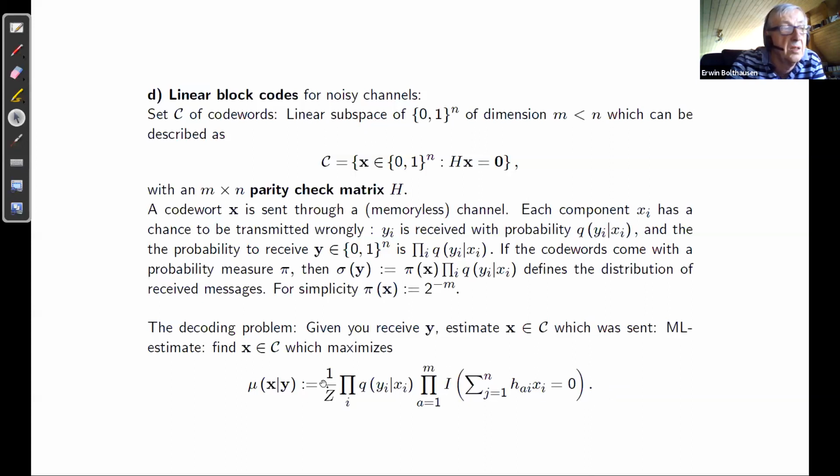Now, because y is in the end random, if you want to derive properties theoretically, you should assume that the received messages y come with this distribution. Then you are in the same situation in principle as in the Sherrington-Kirkpatrick model, where the probability distribution is random. You have a random probability distribution because the y's are random here.